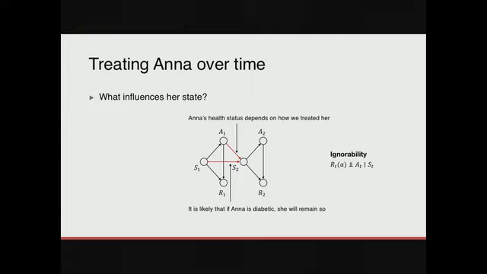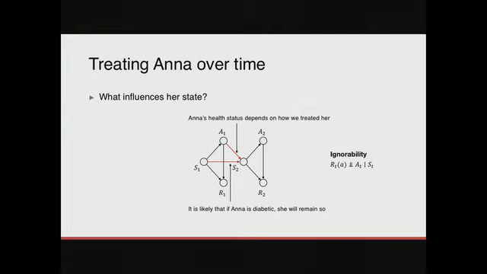If somehow Anna's health status in the future depends on the actions that I take now, then the situation is a little bit different. So this is now not completely independent actions that I make, but the actions here influence the state in the future. So we've seen this. This is a Markov decision process as you've seen before. And this is very likely in practice.